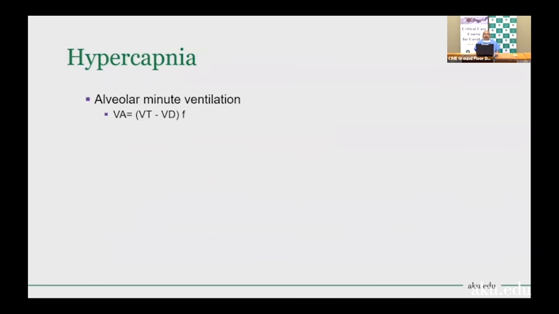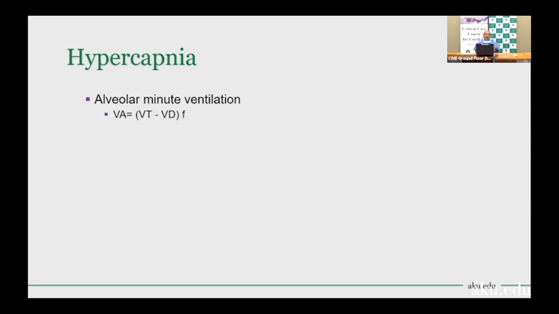Now, coming to hypercapnia. Hypercapnia covers the part of ventilation, and we need to consider the alveolar minute ventilation, not the minute ventilation. The definition of alveolar ventilation is the difference between the tidal ventilation and the dead space ventilation, multiplied by the respiratory rate. Normally we have a dead space of 1 to 2 mL/kg, which is the conducting airways. If you deduct it, this is the tidal ventilation.